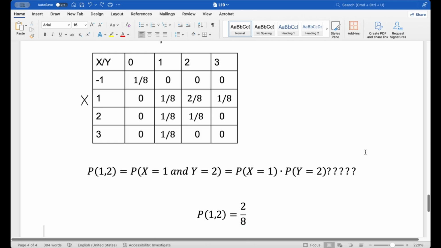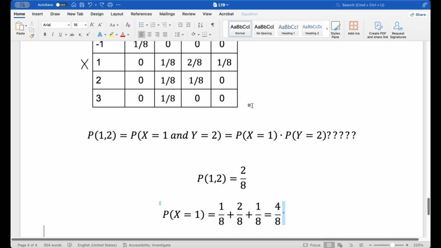Again, the direct value from the chart, probability x is 1, y is 2, is 2/8. Now we do them one at a time. Again, if they're independent, then we get the same answer out. What's the probability that x equals 1? It involves summing up the row where x equals 1. Summing that row, we get 1/8 plus 2/8 plus 1/8. That's 4/8. So the probability that x equals 1 is 4/8.